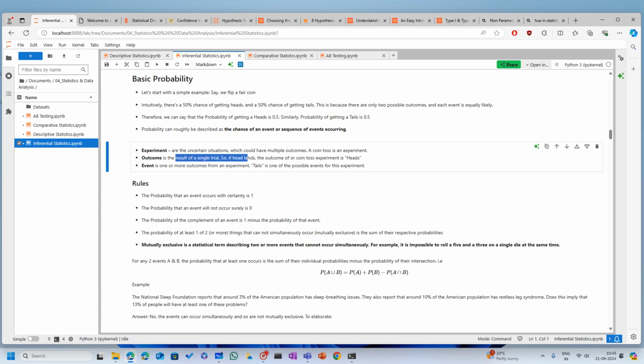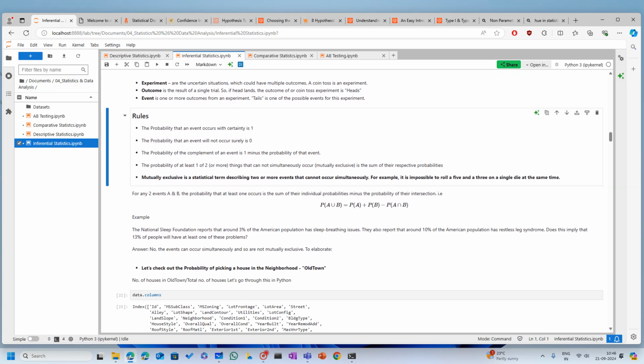Outcome is the end result of that trial. An event is basically a form of experiment. Rules we also saw. We saw that for any event the highest probability would be 1, and the probability for an event that occurs certainly is also 1.